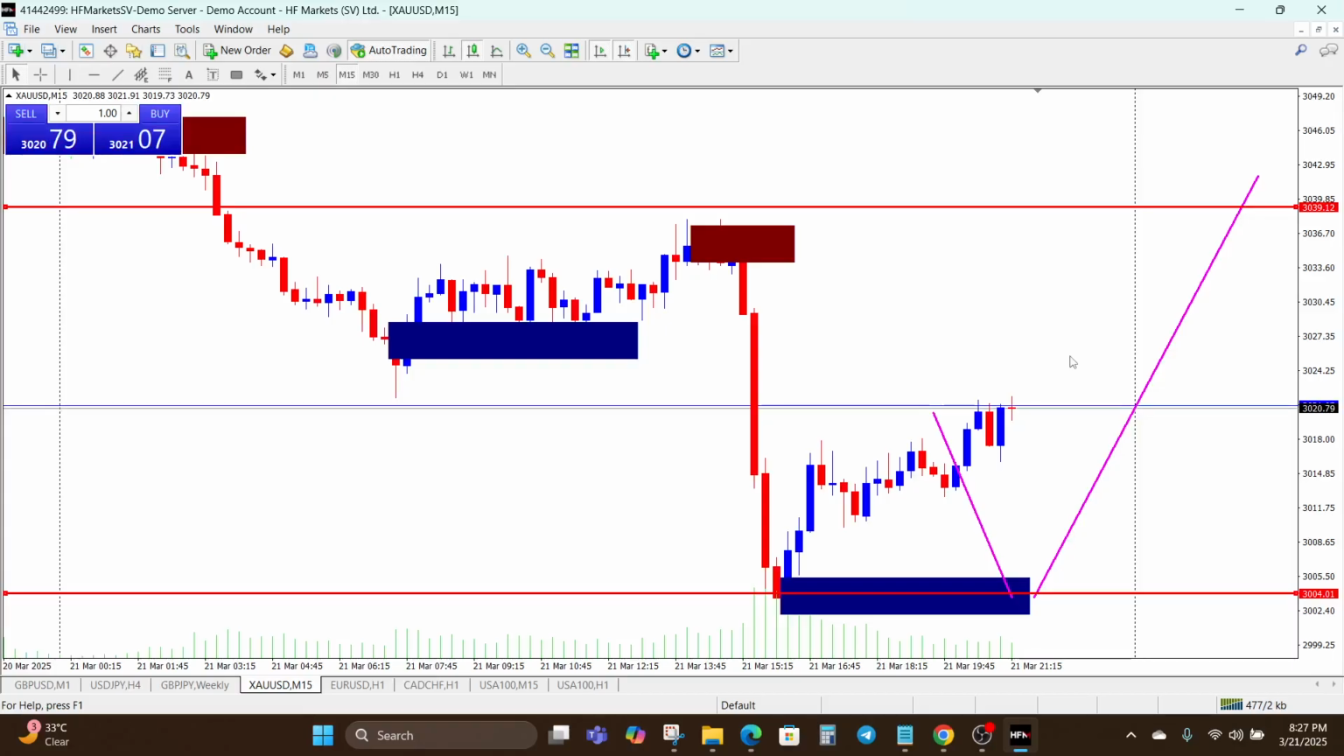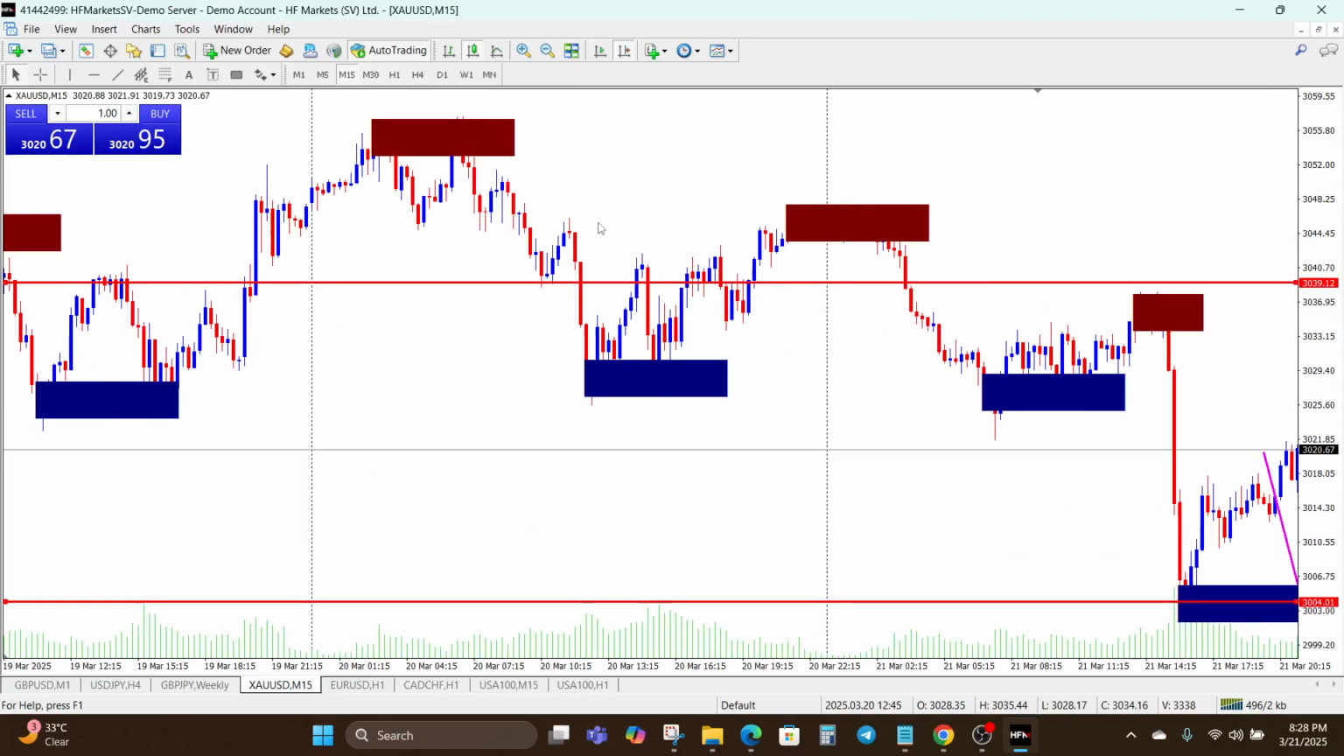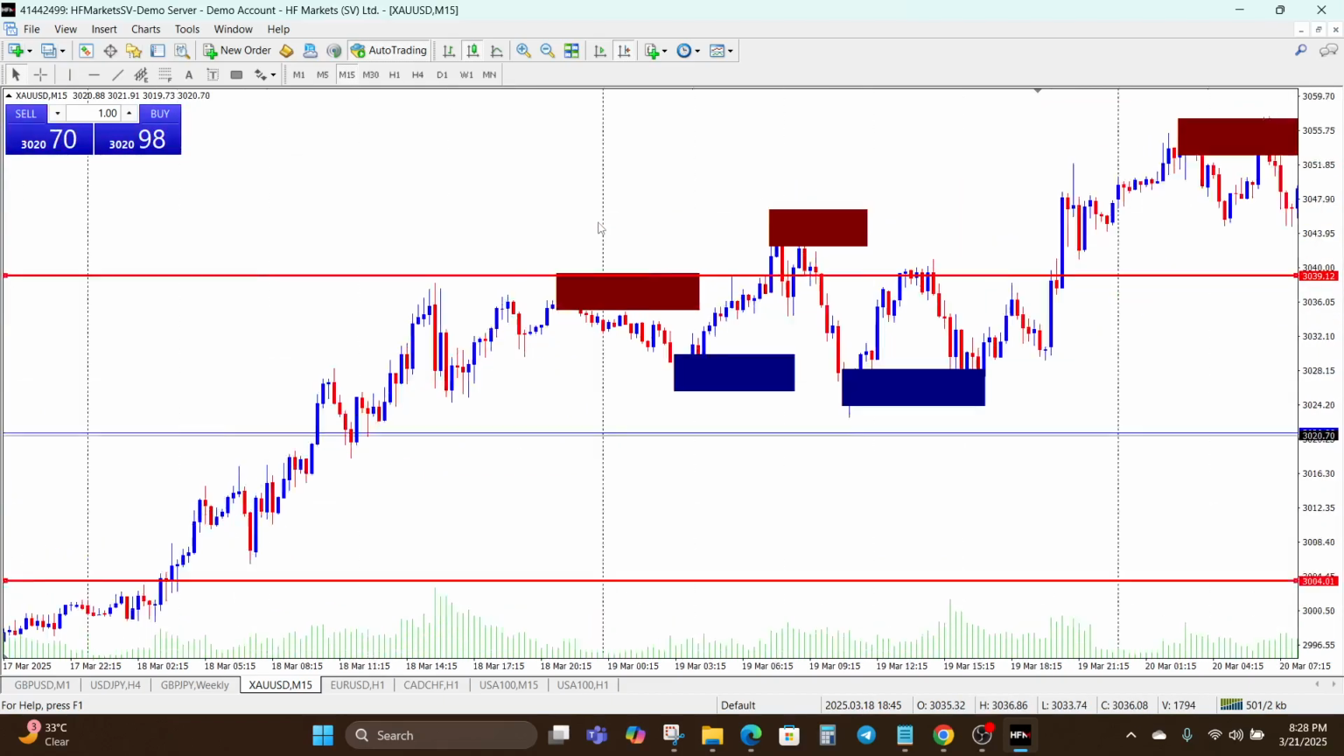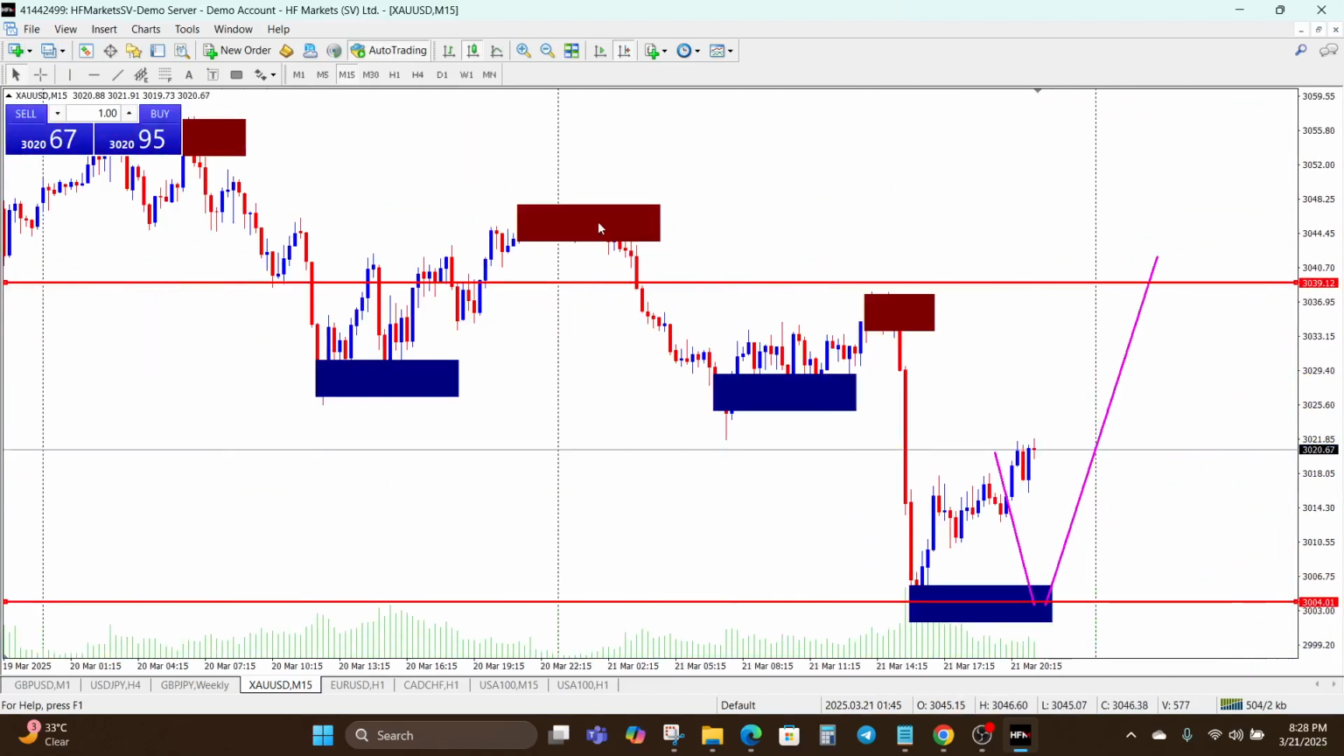Now it's important for you to note that not all order blocks lead to reversals. Sometimes price breaks through order blocks. It happens. So it's not a magic formula or something. No indicator is perfect.